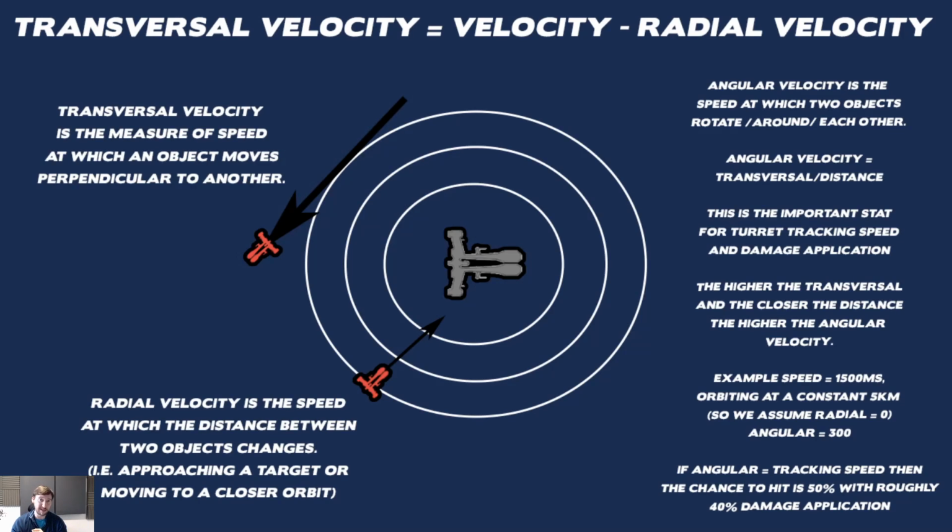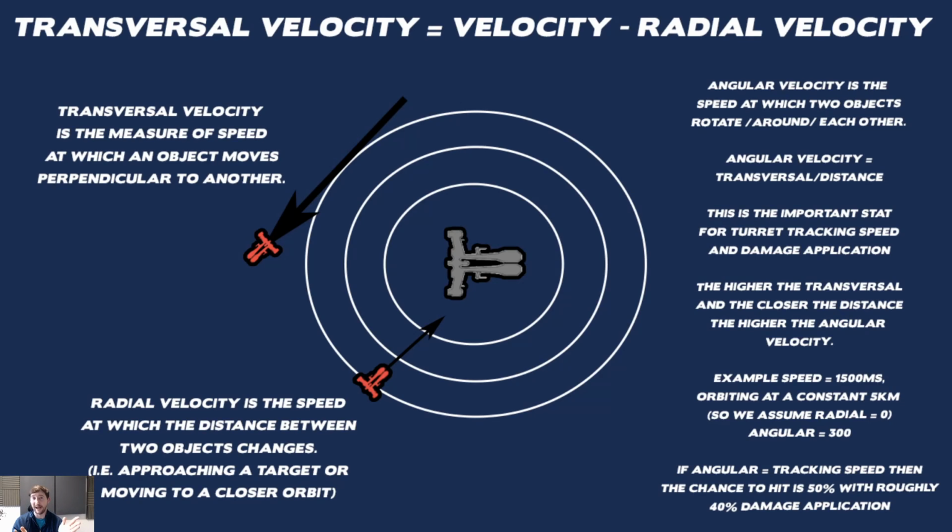We have a speed of 1500 meters per second. We're orbiting at a constant 5 kilometers, so we're going to assume that the radial velocity is 0. Our angular velocity is 300. If angular equals tracking speed, so let's say that we were going into a turret that had a tracking speed of 300, then your chance to hit is 50% with roughly 40% damage application. The higher you are compared to tracking speed, the harder you are going to be to hit and the harder you're going to be to deal damage to.